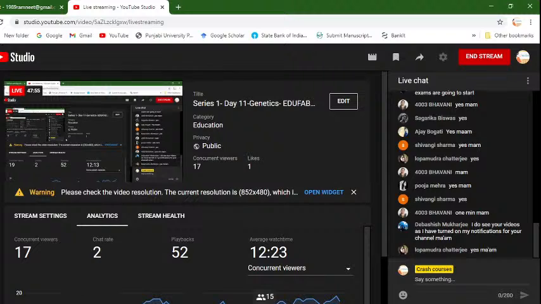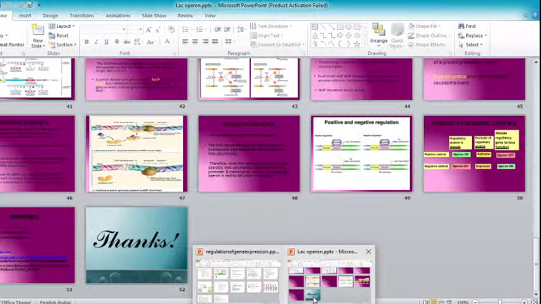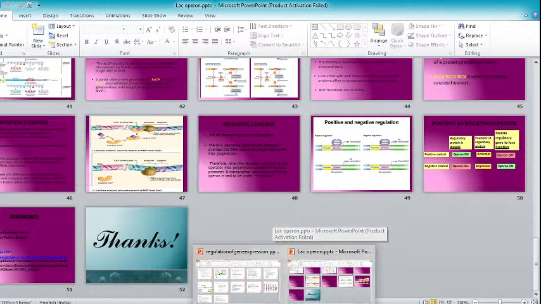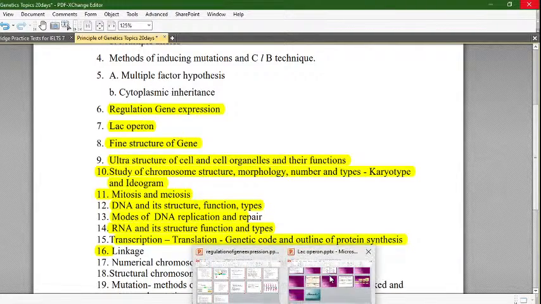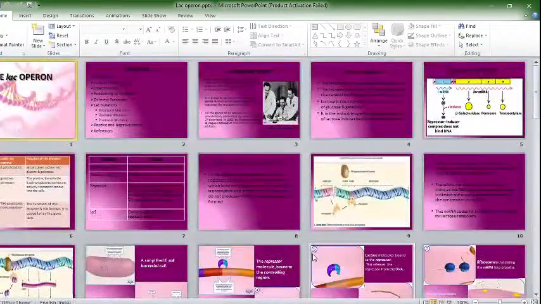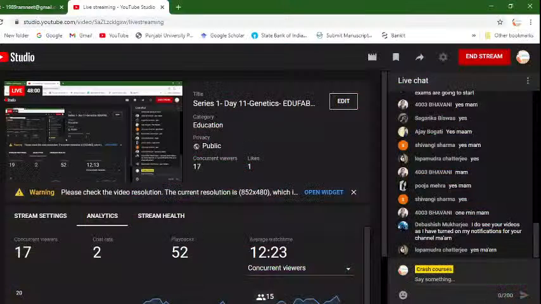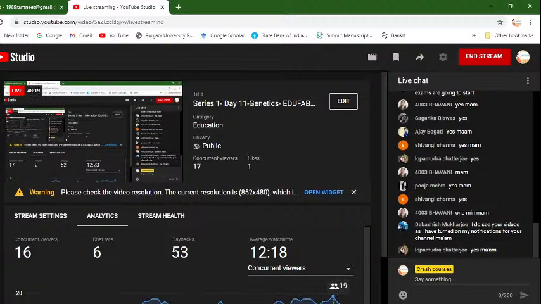So now I am just going to start with the next lecture, which is on the lac operon. After the lac operon, we have to cover the regulation of gene expression. Now I am just going to start with the lac operon. Maybe many of you have done it before also, but I will try to keep it very simple so that all of you will be able to get it.